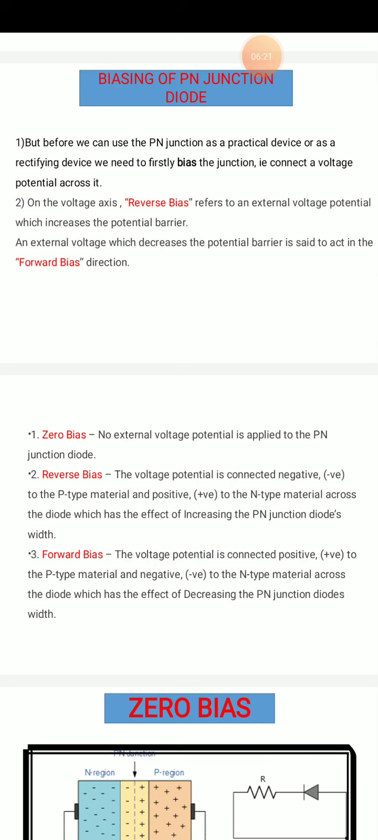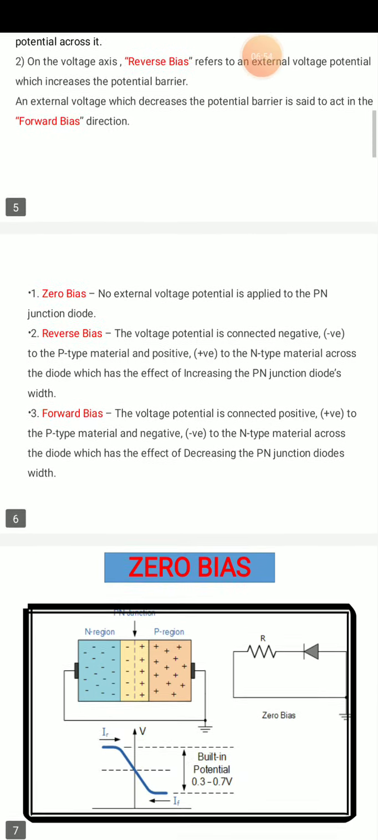We have two biases: reverse bias and forward bias. In reverse bias, the external voltage potential increases the potential barrier. And an external voltage that decreases the potential barrier is known as the forward bias direction. We will see in detail what reverse bias and forward bias are.